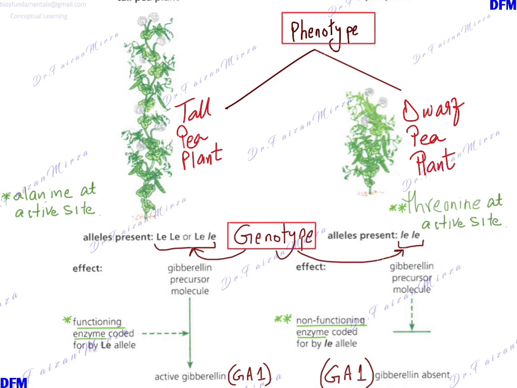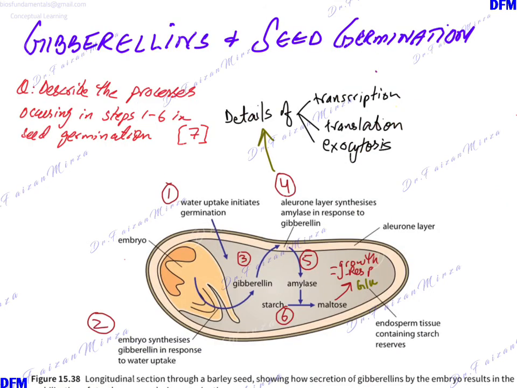So this is how gibberellin promotes growth by increasing mitosis. And this is the gibberellin that we are discussing, GA1. Another form of gibberellin allows seed germination to occur, and that I have discussed in another video of mine.